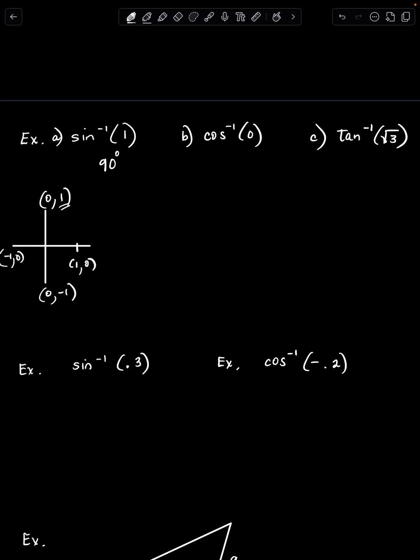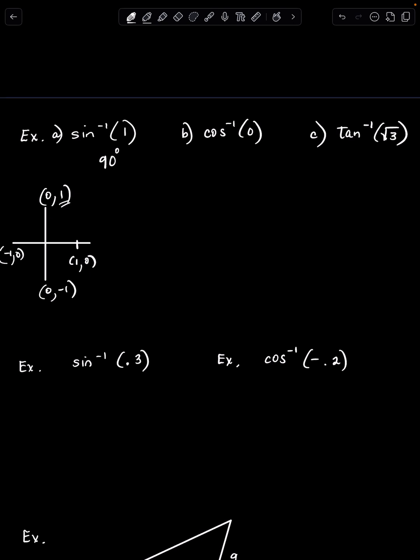All right, the B part says the cosine of what angle is 0. Well, remember cosine is my x value, and I've got an x value at 90 degrees, and I've got an x value at 270 degrees. But you also have to remember that my domain was restricted to between 0 and 180. Well, 270 degrees is not included in that. So the only answer here is 90 degrees.